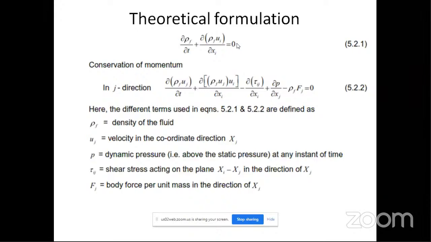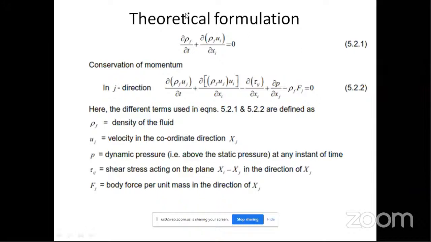You see this first equation, 5.2.1. Forget the numbering. This first one is your continuity equation. The second one is your conservation of momentum equation in the fluid domain. You must be clear about these two. Are you clear about these two equations? Yes, sir. Please be sure, or otherwise I will explain.